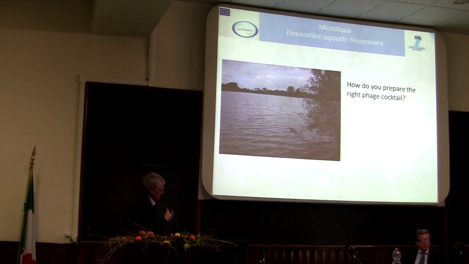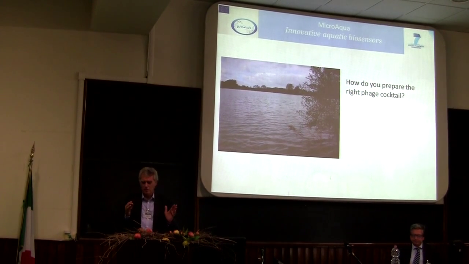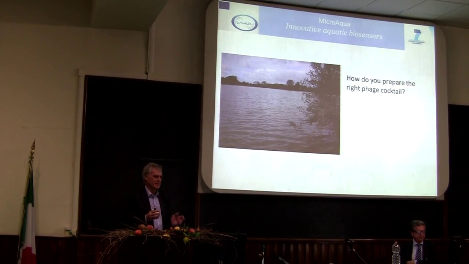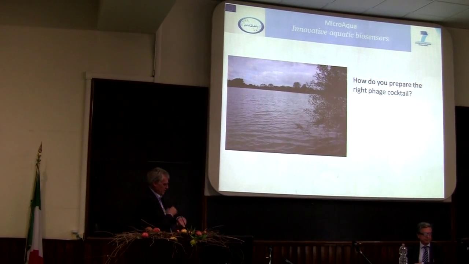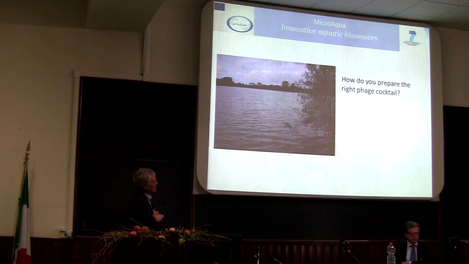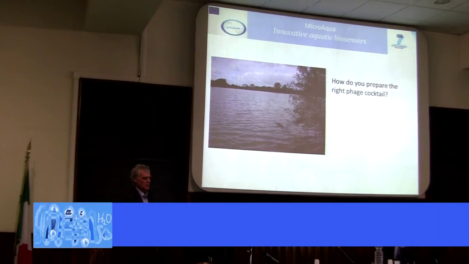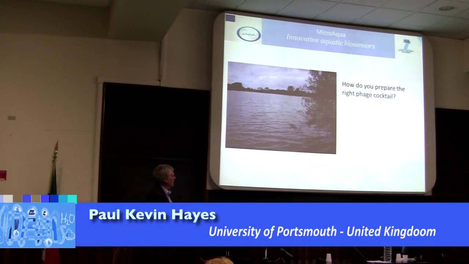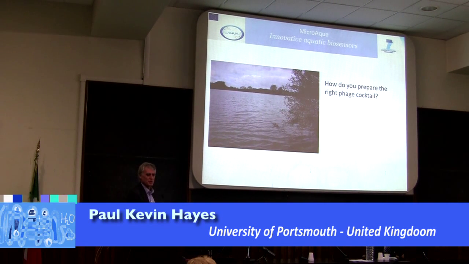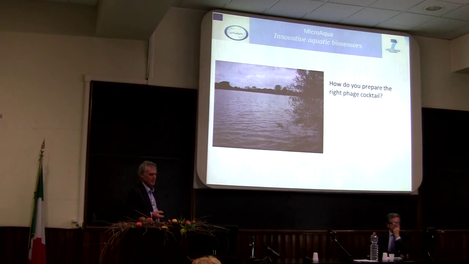So, coming then to nature, there are a number of questions that one has to answer if you're going to be able to use phage as a way of controlling the growth of cyanobacteria. The first thing is how on earth do you prepare the right phage cocktail to wipe out the population that occurs in the lake? To know which phage to use, you have to know the genotypes of the organisms in the lake. Unless you know that, it's unlikely that the phage will have much impact on the population at all.